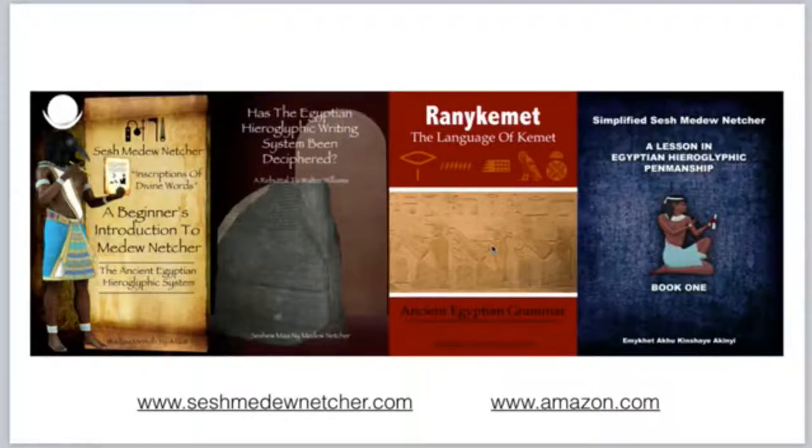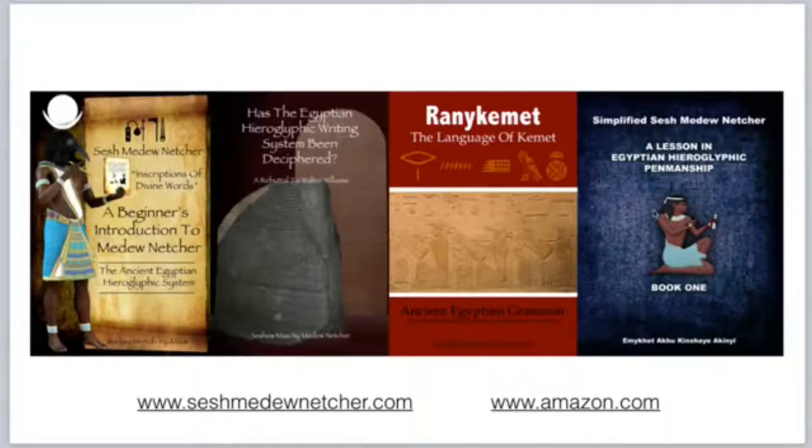It's Rani Kemet, The Language of Kemet. It's our grammar book. This will be a textbook that we'll use for upcoming classes. And then lastly, Simplified Sesh Medew Netcher, A Lesson in Egyptian Hieroglyphic Penmanship, Book 1, written by Emeket Aku Kinshaya Kinyi. And it's this book right here, which is what we're going to show today, which I made with the help of my daughter, Farasha.